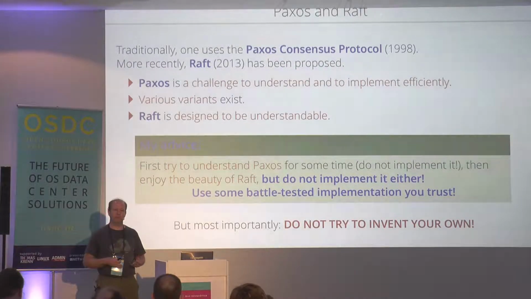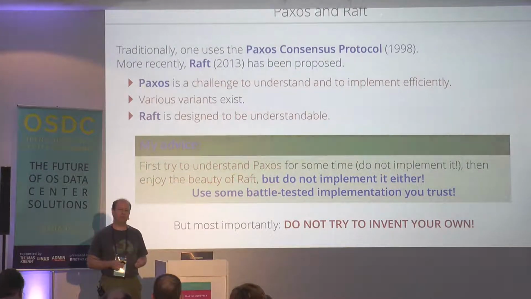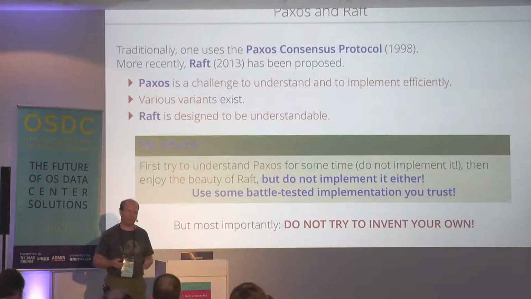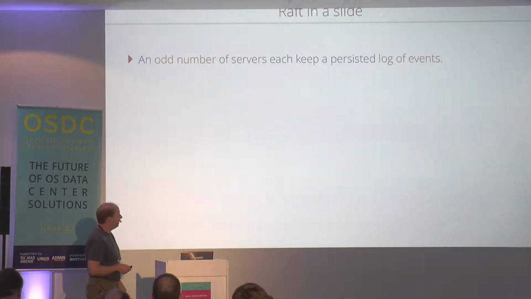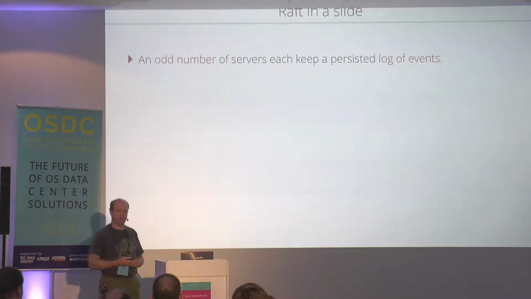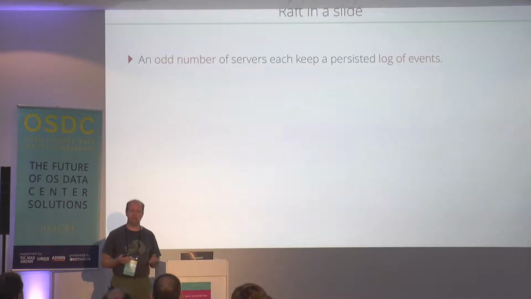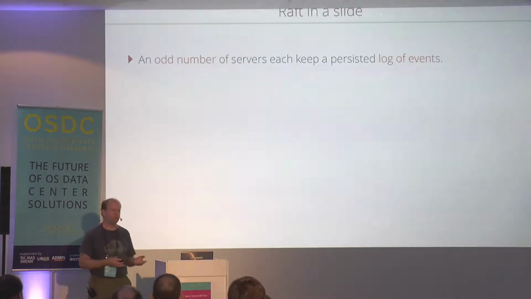And now I try something even more crazy. I try to explain to you what Raft is and how it works in one slide. Cannot work, but here we go. What you do is you take an odd number of servers and let them play democracy. So the typical thing is 3 or 5.